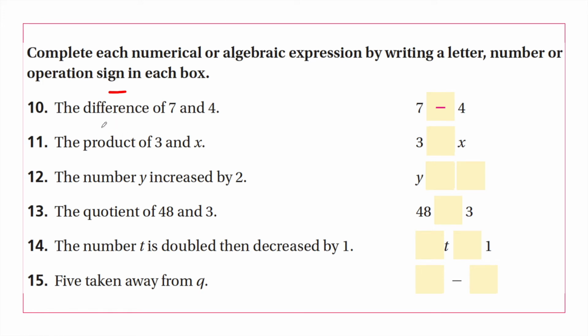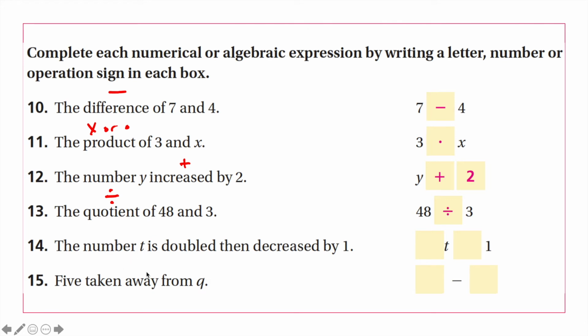The product, which is the answer to a multiplication, and sometimes you might see it as a little dot, of 3 and x, will then become 3 times x. The number y increased by 2, increased by stands for addition, so we now will use y plus 2. The quotient of 48 and 3, the quotient is the answer to a division problem. So the quotient of 48 and 3 becomes 48 divided by 3.